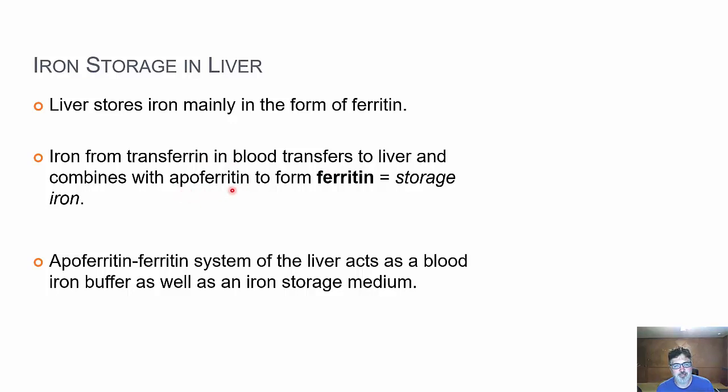And when it binds with the apoferritin, that's going to form this ferritin here, which is the storage form of iron. Now, this apoferritin-ferritin system, where we have these two working together, will act as kind of an iron buffer, where if we have too much iron, we can deposit it into the liver. Too little, we can then release it from the liver.